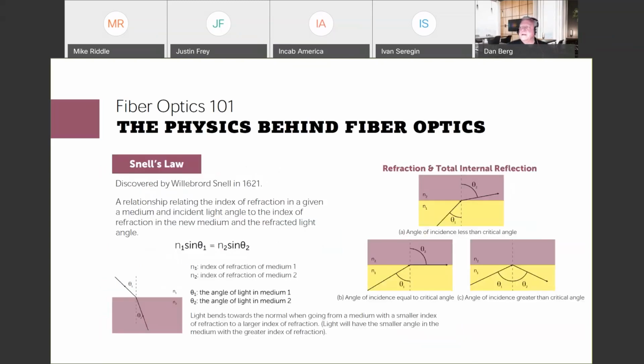Snell's law, and a slide showing what we've been talking about as far as index of refraction and total internal reflection. In 1621, a Dutch astronomer and mathematician came up with a formula which shows the relationship of refracted light through two mediums with different indexes of refraction. In other words, going from a dense to a less dense, or a less dense to a dense material. Now the materials have to be transparent so the light can go through them.